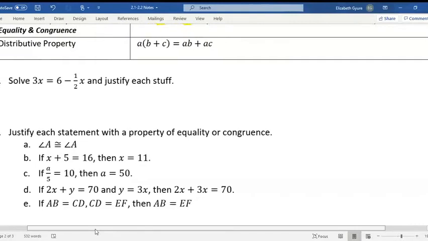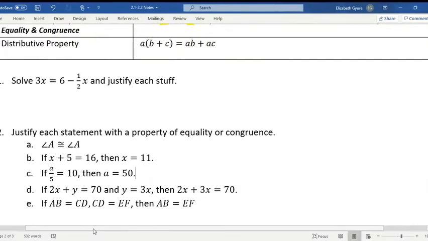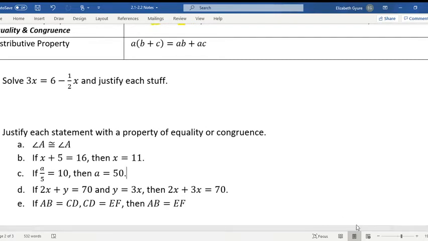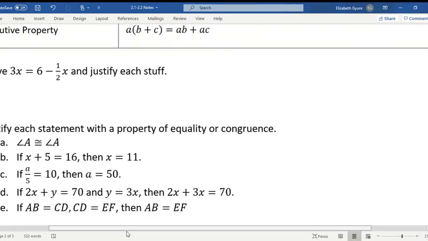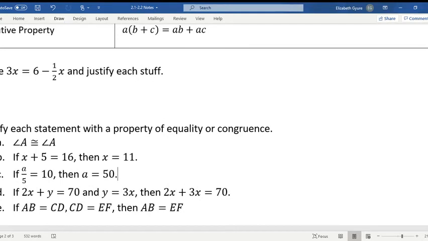So example 1 here says solve 3x equals 6 minus 1/2 x and justify each step. So we're basically going to just solve an algebraic equation here, but we're going to use our properties to justify what we're doing. So first thing that we should be doing is just rewriting our original equation. 3x equals 6 minus 1/2 x. We're going to say that is our given equation.